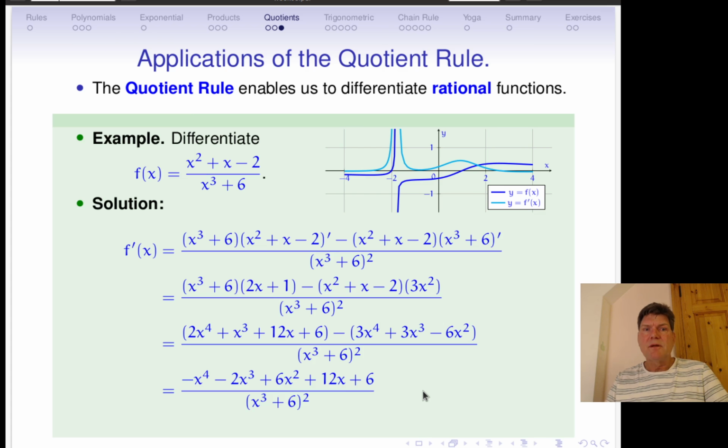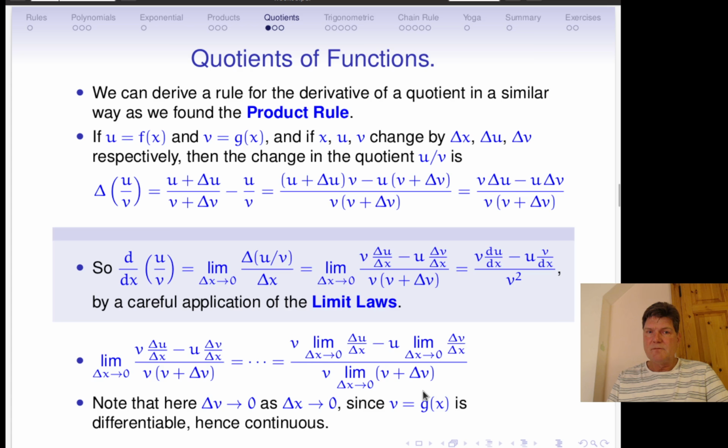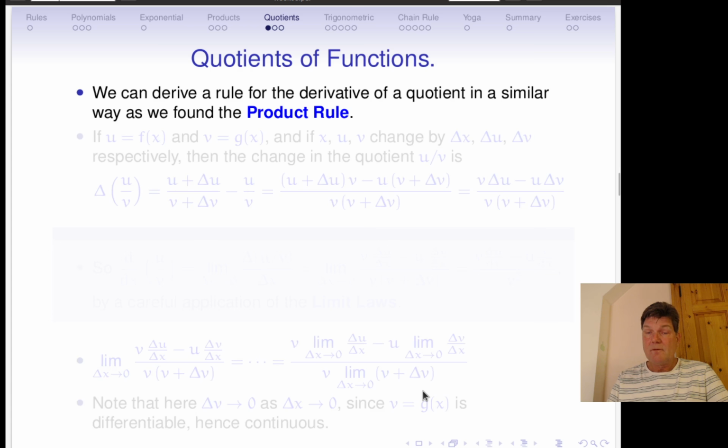Now that's a typical application of the quotient rule to the derivative of a rational function. That's it about the product rule and the quotient rule. If you want to hang on, I'll quickly go through the motivation for the quotient rule.